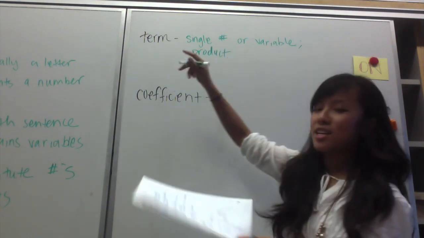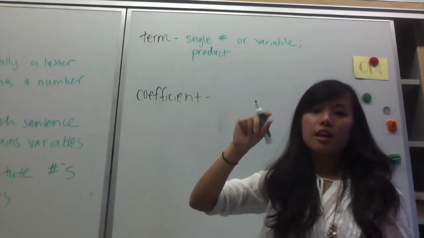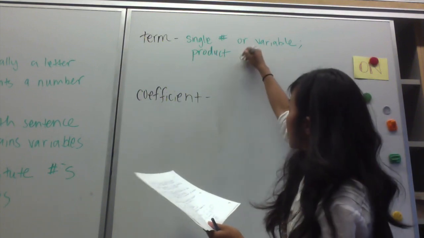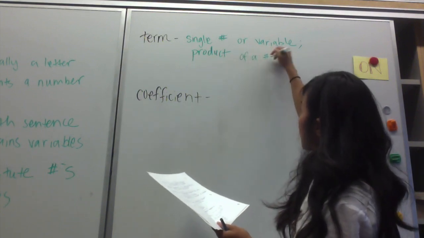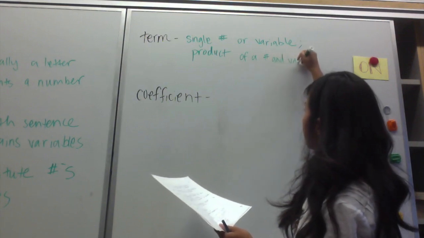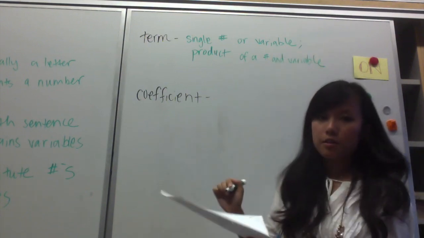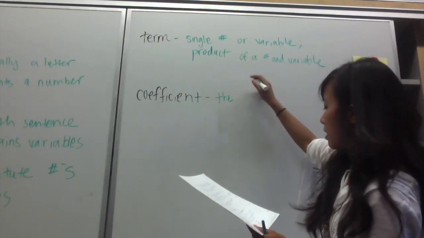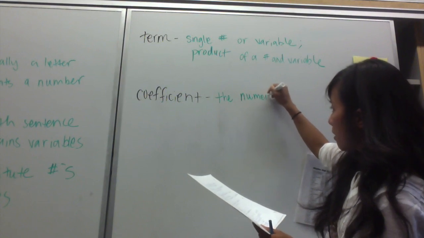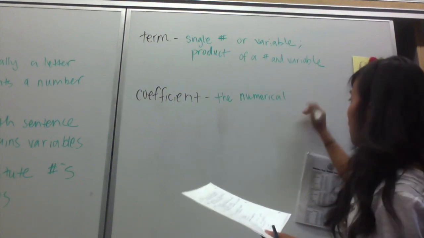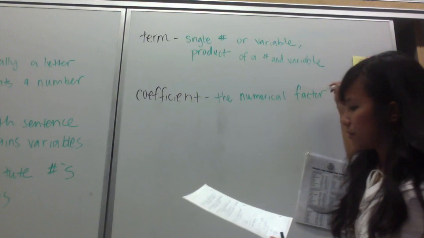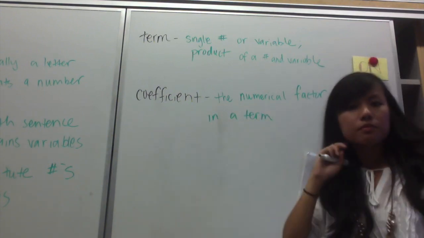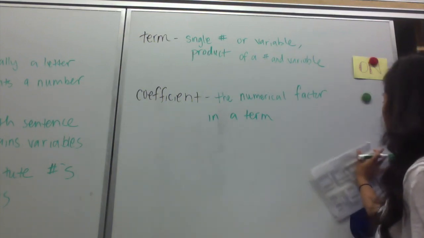Okay, so that means a term is usually a number or a variable multiplied together, okay? So a product of a number and variable. Okay? So coefficient is basically the numerical or number, okay, numerical factor in a term. Alright? Sorry, I have a lot of stuff here.